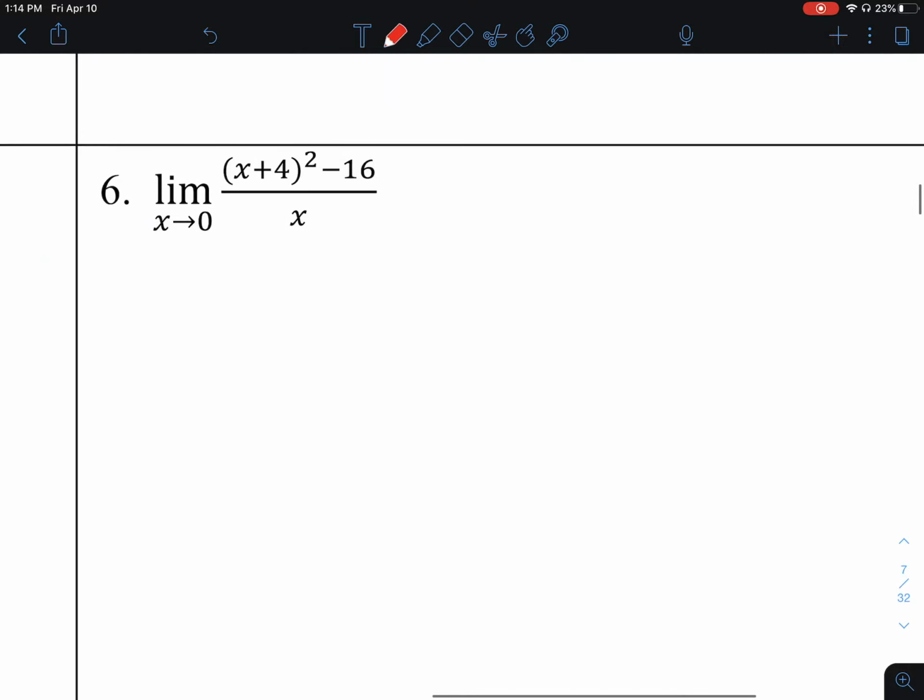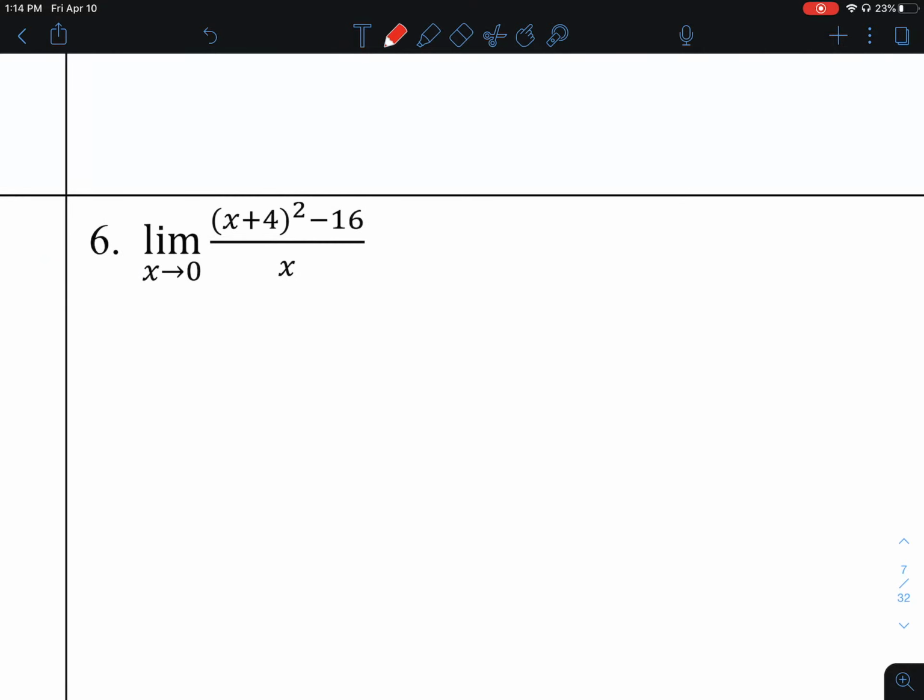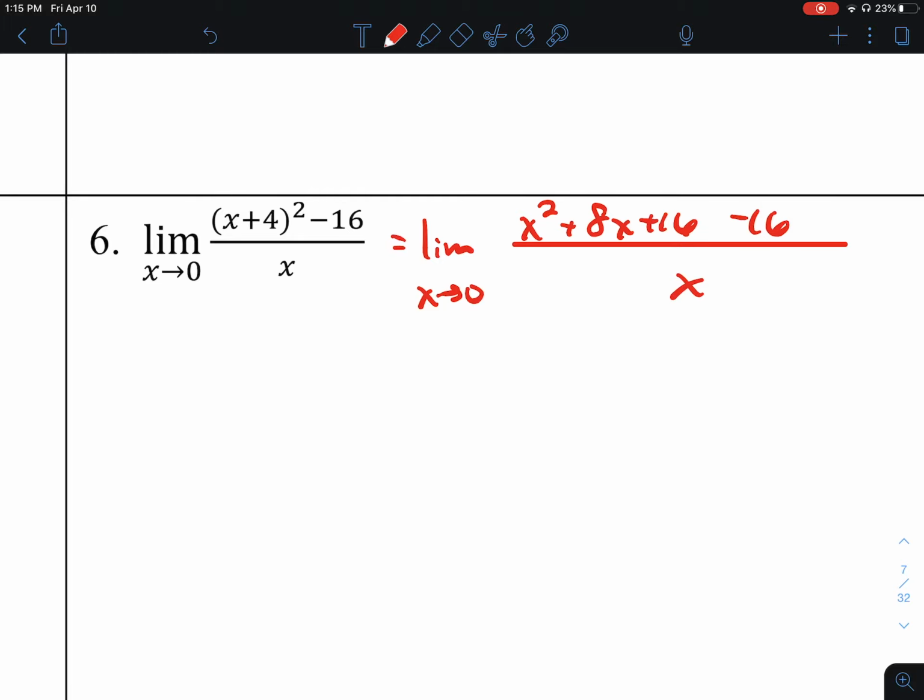Number 6, if we try to use direct substitution for this, it will not work because we are going to be dividing by 0. So what could we do? We could multiply this top out. Let's see what happens. We've got to figure out how to get rid of this x on the bottom. X plus 4 squared, that's going to be x squared plus 8x plus 16. And we can cancel these 16s that are here because we've got a plus and a minus. We could factor an x out of the numerator.